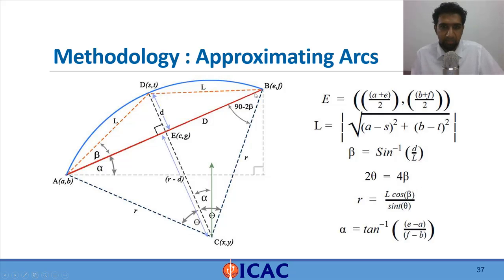Remember that this triangle is an isosceles triangle, so that's also very important. Now alpha, the rotation of the arc, is given by tan inverse of this amount. I'm not going into detail once again. This looks a bit overwhelming when you look at it, but if you refer to the paper, actually this is very simple. It's a 2D geometric problem.